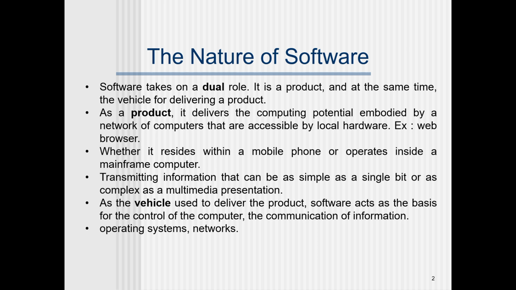Now, as a product, it should deliver the computing potential embodied by a network of computers that are accessible by local hardware. For example, a web browser is basically a product. A product means it should be able to solve a problem faced by the user. It delivers the computing potential embodied by a network of computers, whether it resides within a mobile phone or operates inside a mainframe computer. As the vehicle, it is used to deliver the product. Software acts as the basis for control of the computer, that is, the communication of information.